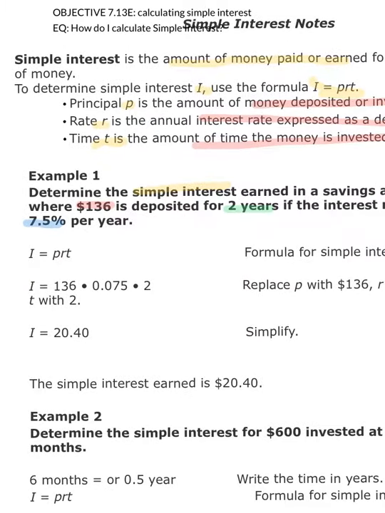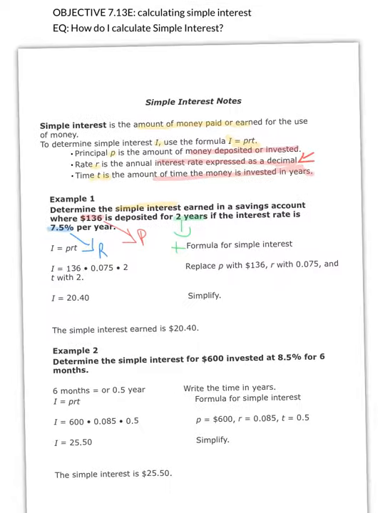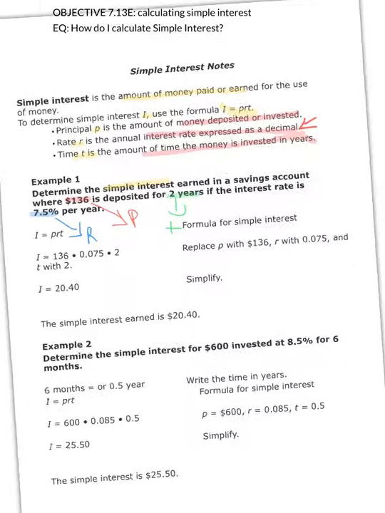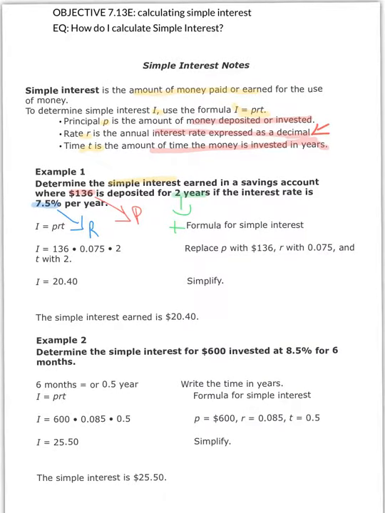I'll zoom in a little here. On your notes, make sure you note that that's the principal, this is the time, and the blue is the rate. For the rate, we're going to have to move the decimal over twice real quick. It was 7.5%, and if we move the decimal over twice, that would make it 0.075.